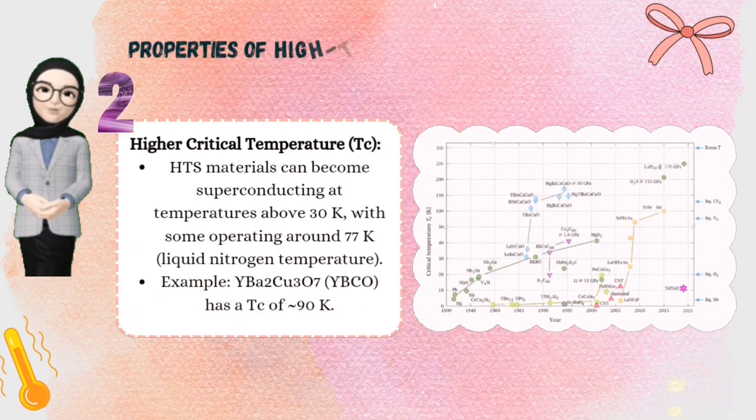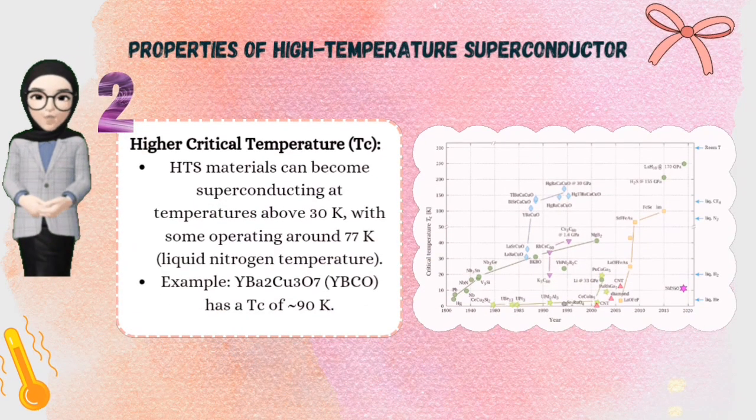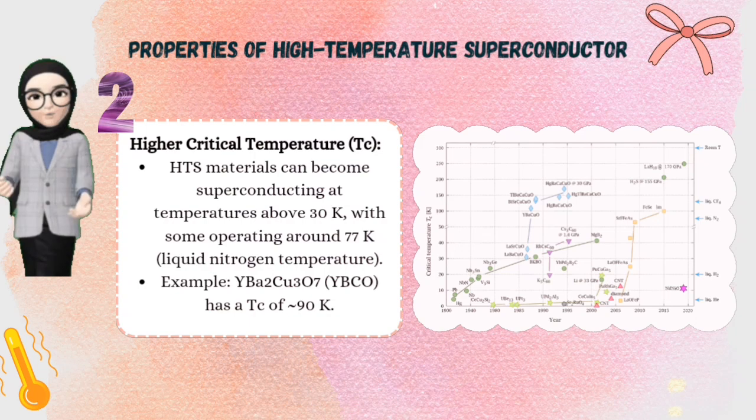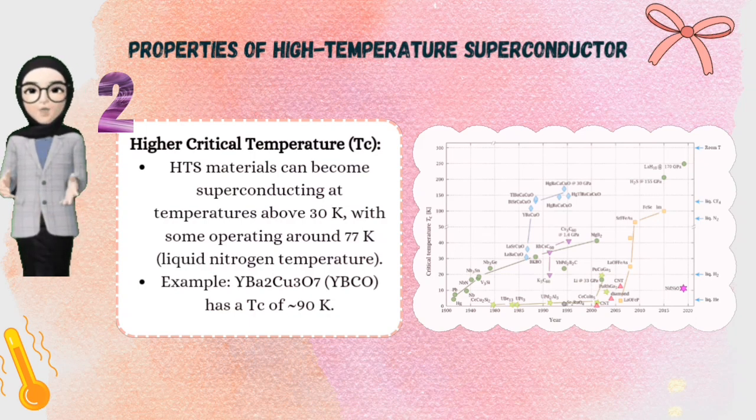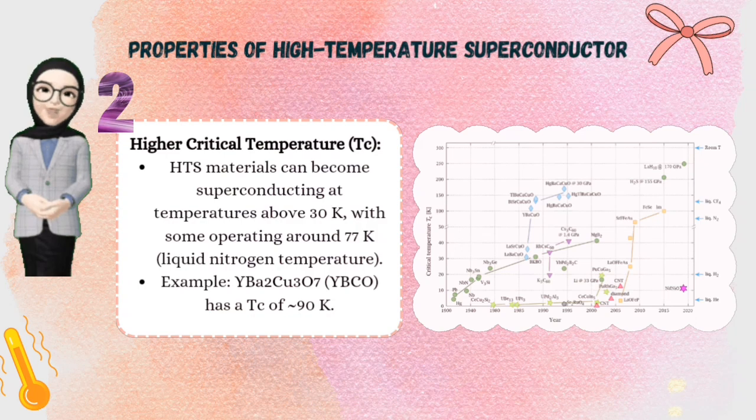Second property is higher critical temperature. HTS materials can become superconducting at temperatures above 30 Kelvin, with some operating around 77 K, liquid nitrogen temperature. An example is yttrium barium copper oxide, which has a critical temperature of 90 K.